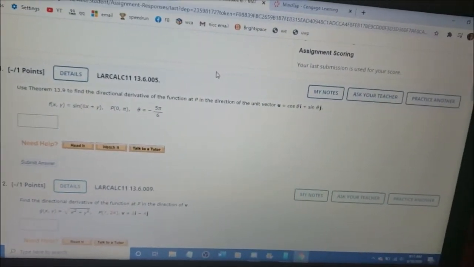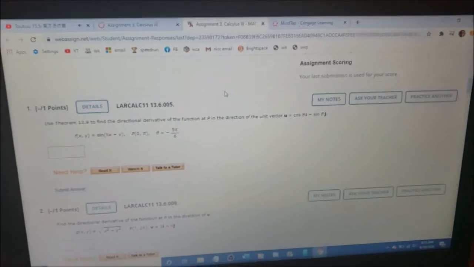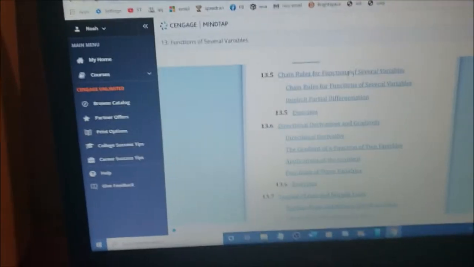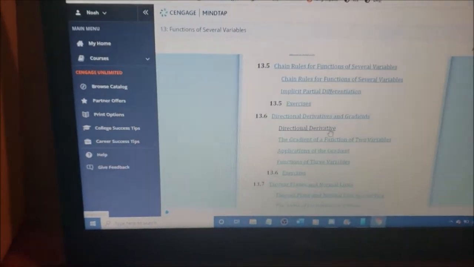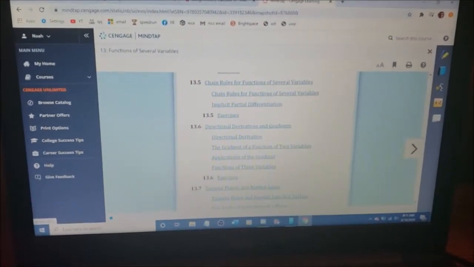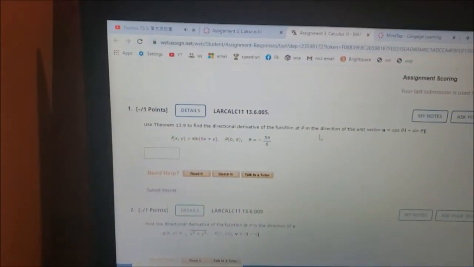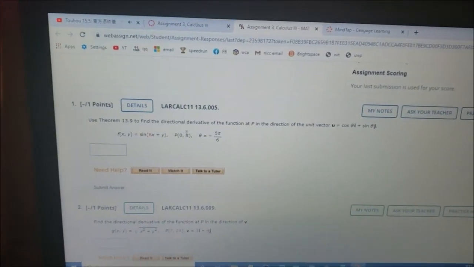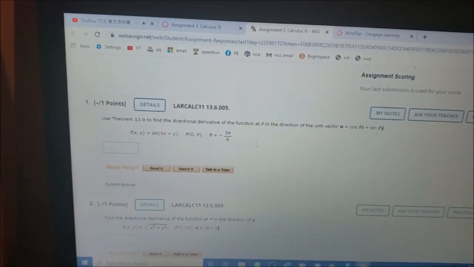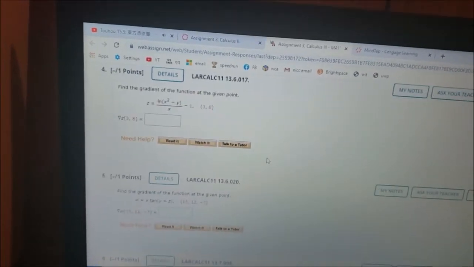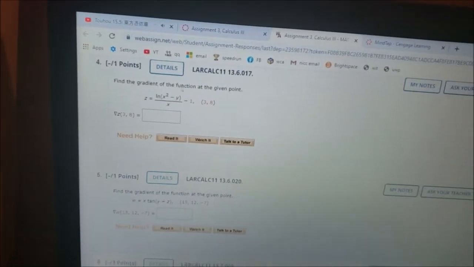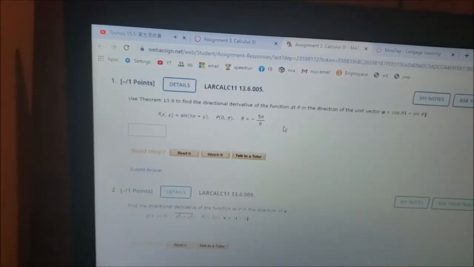First thing we'll be doing is reading section 13.6. I looked over those 5 questions, and it seems that we'll only have to read the directional derivative part and the gradient of a function of 2 variables part. What we'd be doing for these questions is basically find the directional derivative, and for the last part, find the gradient of the function at the given point. So I will be reading those 2 sections to try to figure out how to do that.